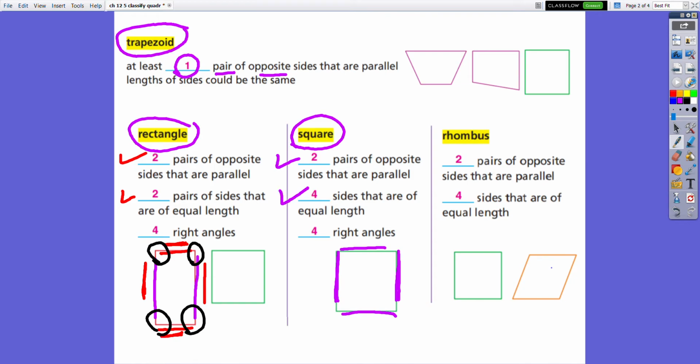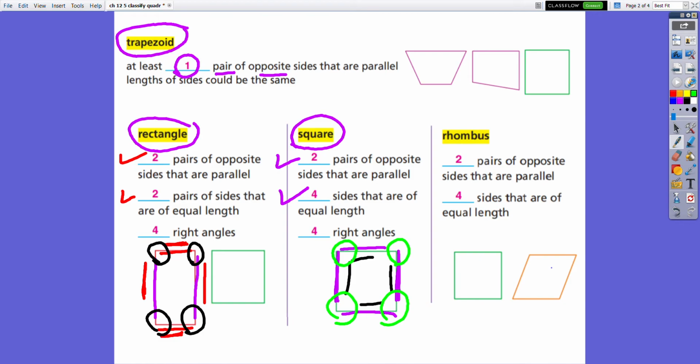The second one, 4 sides that are equal length. Yes, this side equal to this side, equal to this side, equal to this. The length of each side is equal to each other. And the last one is, it has 4 right angles. Yes? So what is the thing that's special about square? 2 pairs of opposite sides that are parallel, 4 sides that are equal length, and 4 right angles.